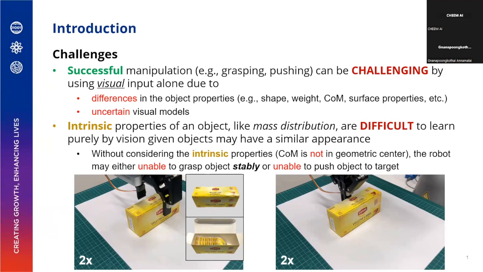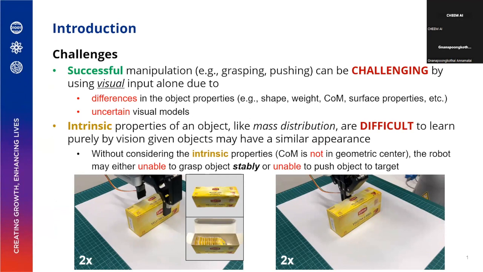Now we have seen all the demos outside and also some talks the speakers have given. Most of the sensors we use on the robot is vision. But the problem is, successful manipulation using only vision is not enough. This is because we have different properties in different objects, right? So we have shape, weight, COM, that means center of mass, also the surface properties.